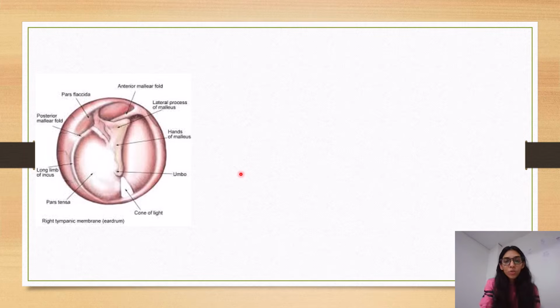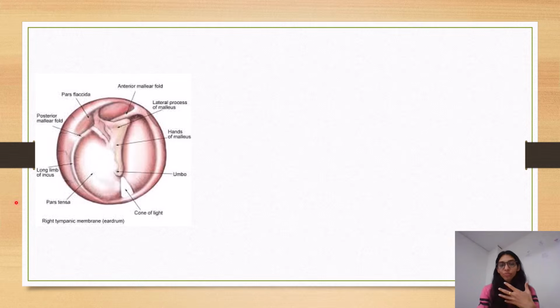So if you go back to this slide, give me a second. If you see the tympanic membrane, it's not situated straight from the canal. Rather, it is at an angle. Towards the canal, it is angled at 55 degrees, and it is very stretched, so it is tight.